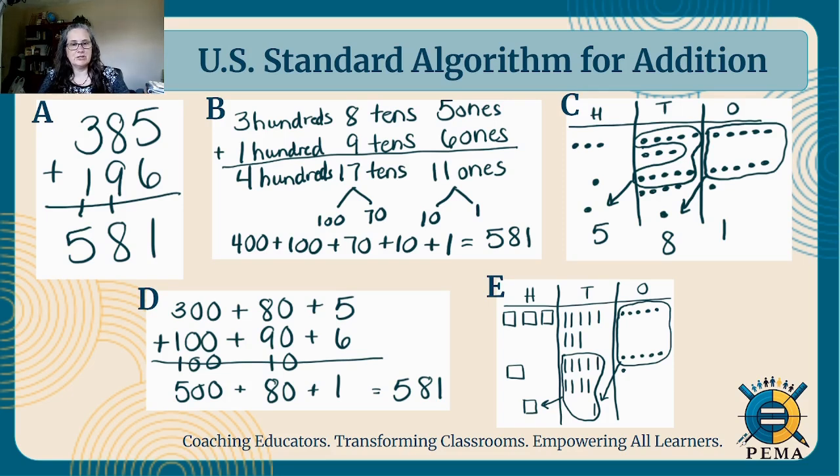Finally, we add our hundreds, and we're adding 3 hundreds plus 1 hundred plus another 100 from our 18 tens to get 5 hundreds. So I hope you can see, despite these different representations, that the steps and the process and the thinking is exactly the same in every one. Take a moment here and reflect on how these different representations might help different students in your classroom access the US standard algorithm.